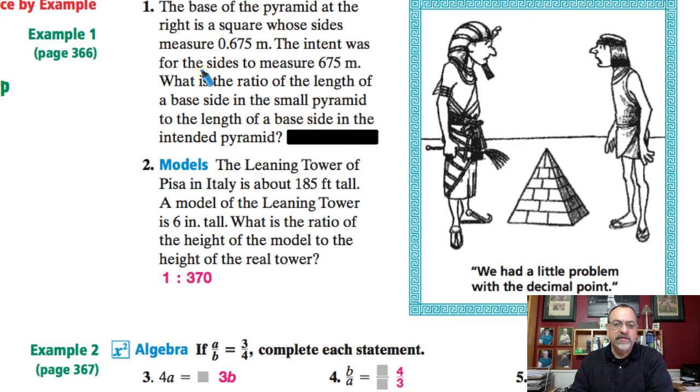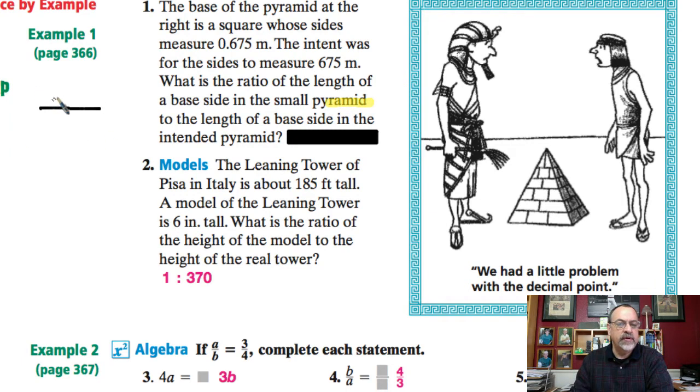The intent was for the sides to measure 675 meters. What is the ratio of the length of the base side in the small pyramid to the length of the base side in the intended pyramid? So again, I see that the question is what is the ratio, so I know that my answer needs to be a ratio. So I must determine what the order of my ratio is, and that's determined by the wording of the problem. It says, what is the ratio of the length of the base side in the small pyramid?